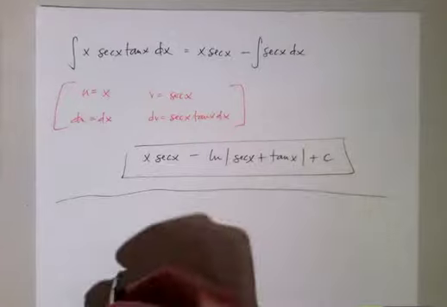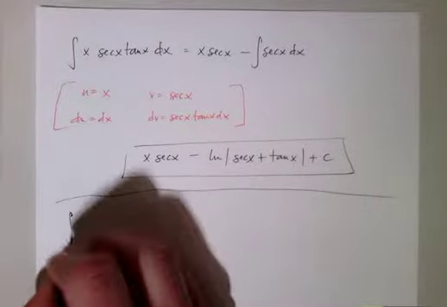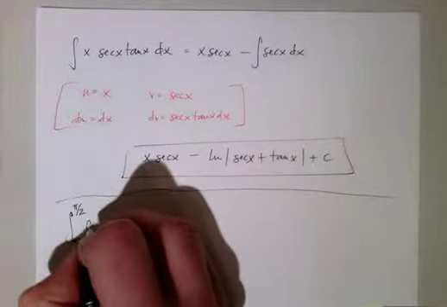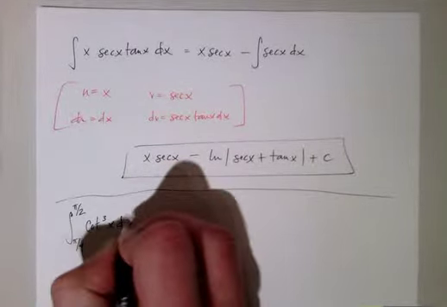Let's move on to another definite integral, pi over 4 to pi over 2, and that's cotangent cubed x dx.